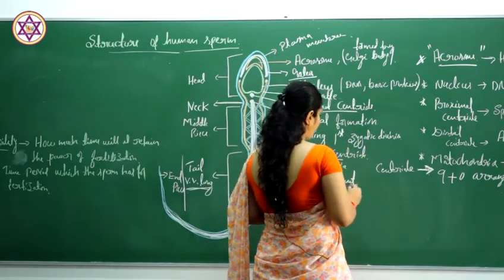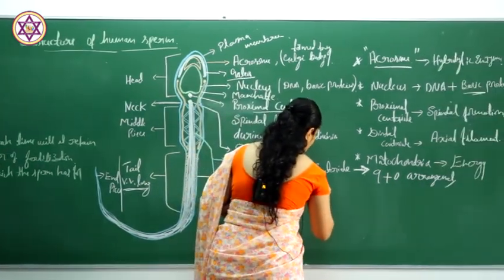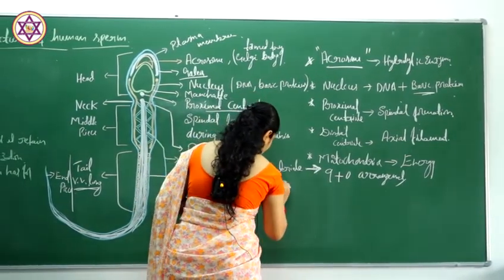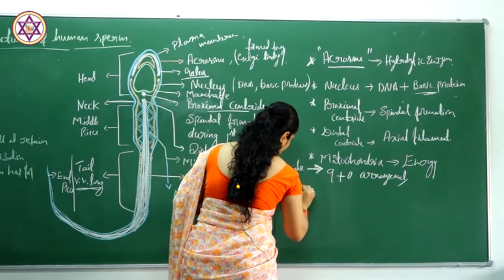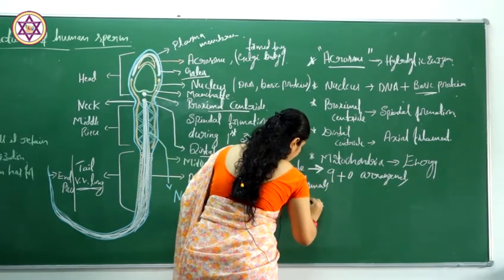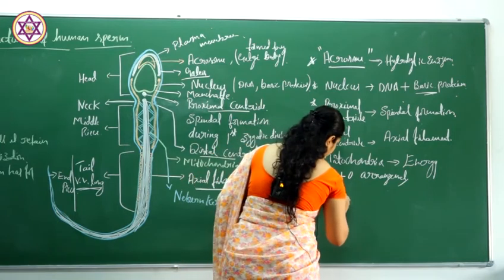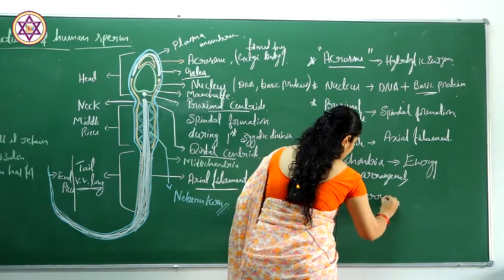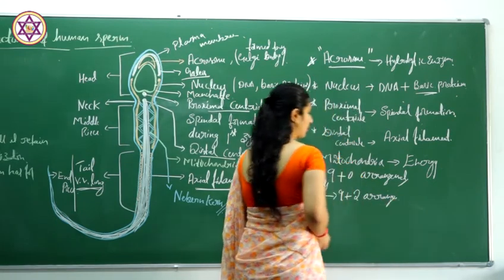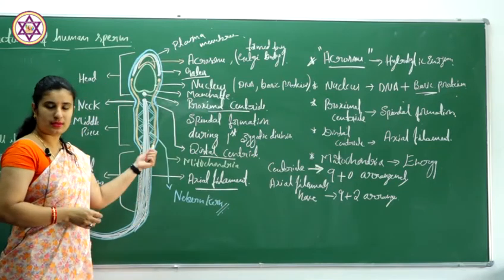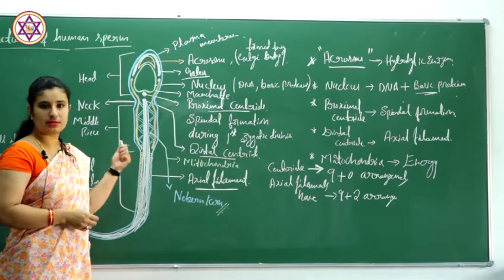And the axial filaments have a 9+2 arrangement. So this is about the mature sperm structure.